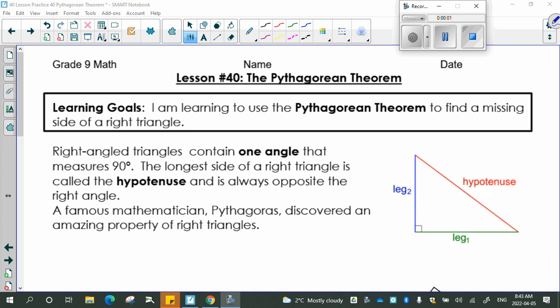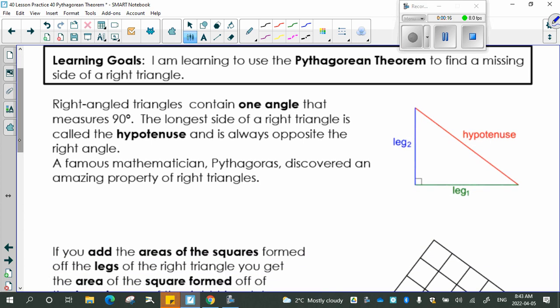The Pythagorean theorem is an ancient equation, and one of the most famous. It's used to find missing sides in right angle triangles. Right angle triangles contain one angle that measures 90 degrees.